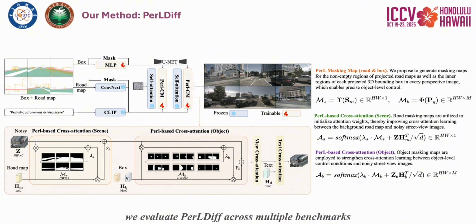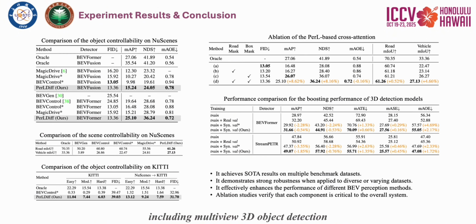We evaluate PerLDiff across multiple benchmarks, including multi-view 3D object detection, BEV segmentation, and monocular 3D object detection. As shown in the table on the right, PerLDiff outperforms previous methods on both nuScenes and KITTI datasets. We also conduct ablation studies to analyze the contribution of each component in our framework. The results show that introducing road masking maps and box masking maps as attention priors significantly enhances performance in both 3D detection and BEV segmentation tasks.